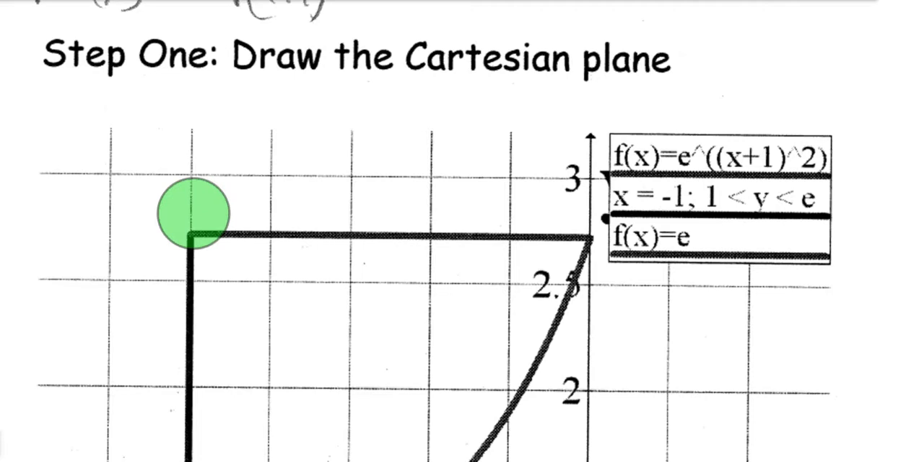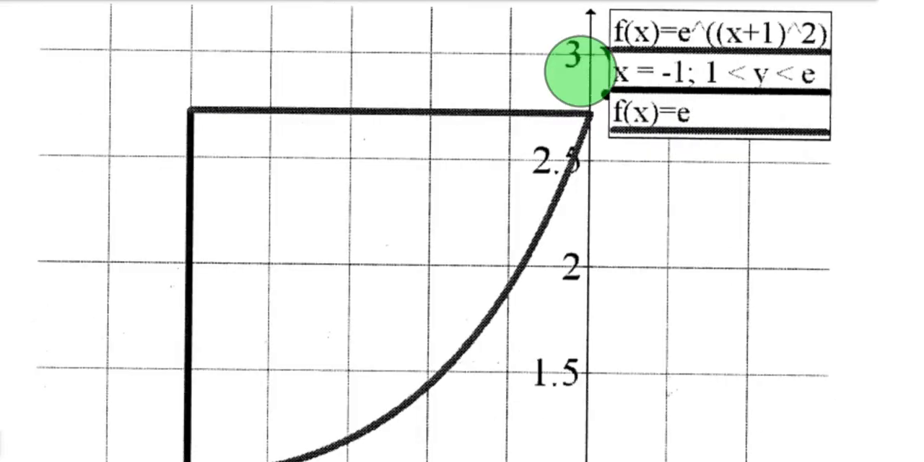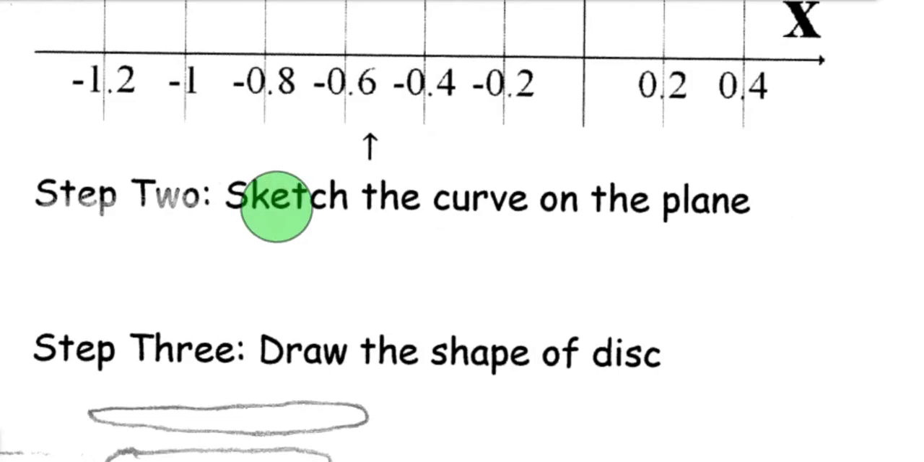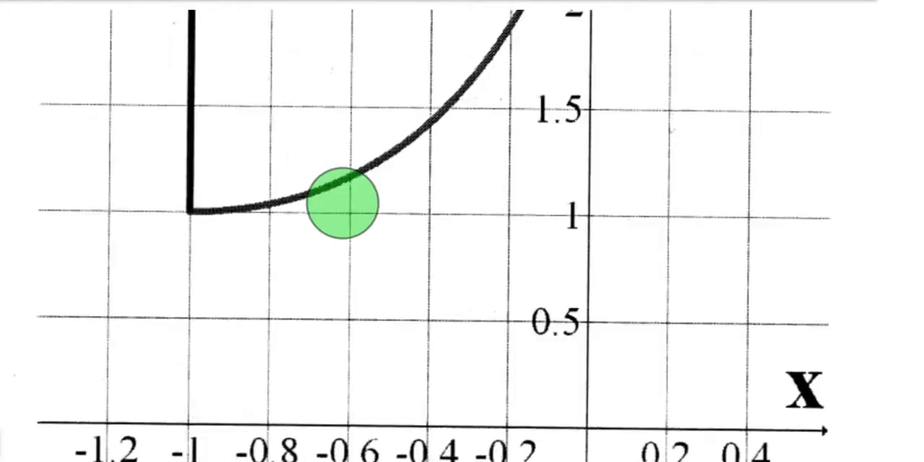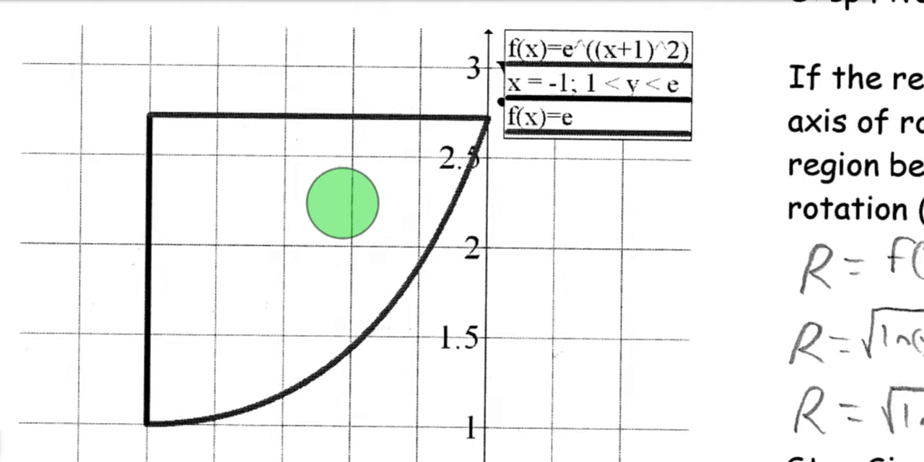All right, so now we're going to do the next step, which is to draw the Cartesian plane. And again, these two steps go together. Once you draw the plane, then you sketch your curve. So here's your first curve. This is the curve of, let's do purple here, e to the (x plus 1) squared, right here.